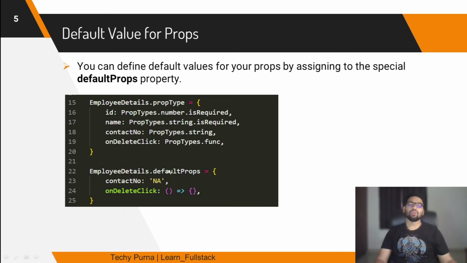So you have to define the default value for that particular optional property. There is a property for a component called defaultProps. Inside defaultProps you define the default values for your properties, in case nothing is passed from the parent component. If the contact number is not present, then I am assigning the contact number as NA. And if the on delete click event is not passed, then I am just assigning a blank anonymous function.